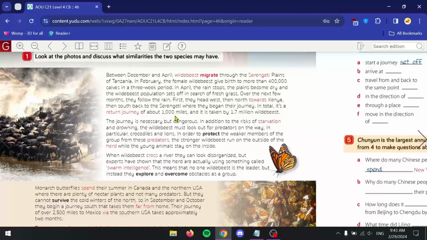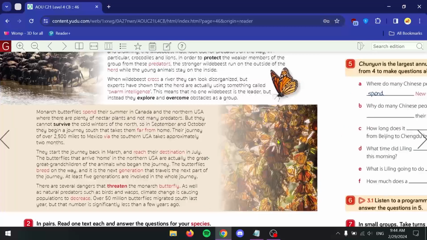We could say that some of these similarities include them migrating to combat the change in climate. Because if you remember, this happens because of climate change, and the wild beast population, they go around to look for fresh grass. So that's climate change. And in the case of butterflies, or the monarch butterfly, they simply cannot survive the cold winters, especially in the north. So they have to make their way somewhere else where it's warmer.